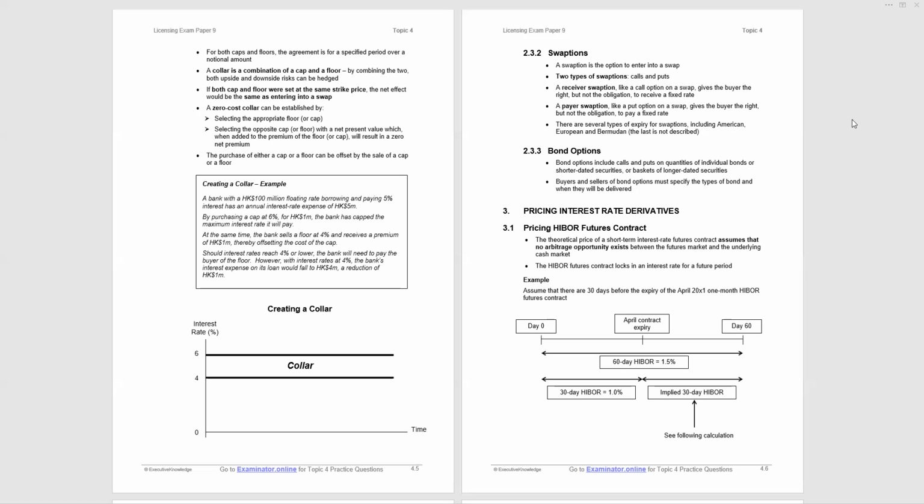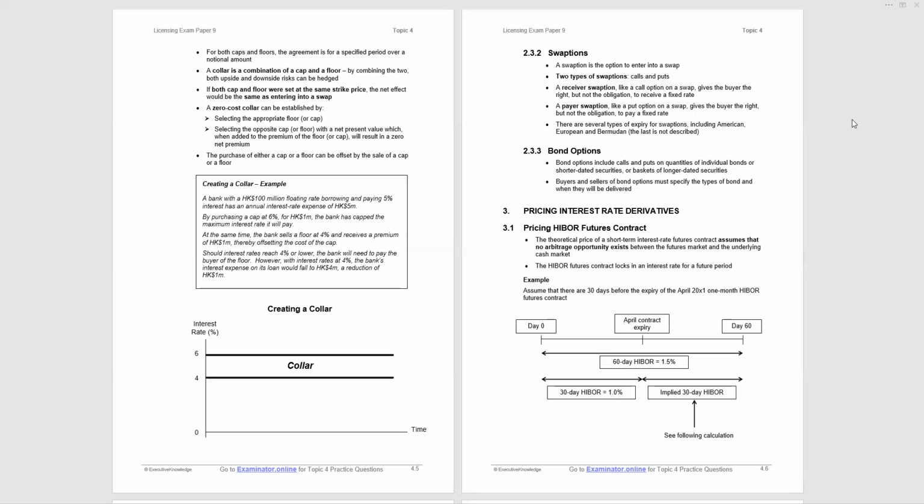And then bond options, calls and puts, and this gives you the right to buy or sell the underlying bond. Buyers and sellers of bond options must specify the types of bonds, because there are many, and when they will be delivered. Okay, let's move on to the pricing of interest rate derivatives, the pricing of HIBOR futures contracts.